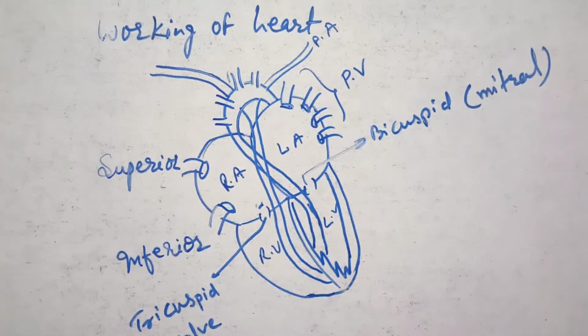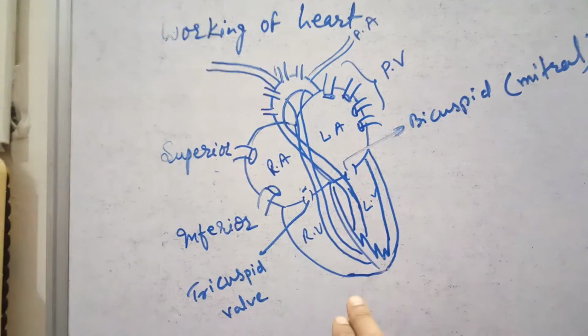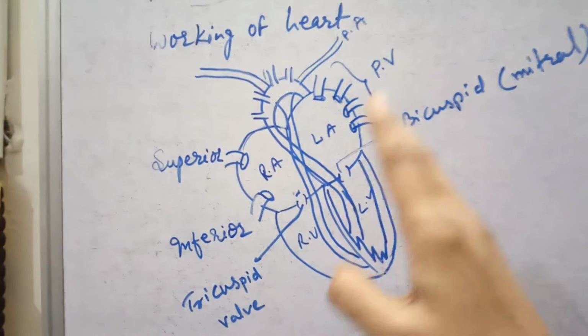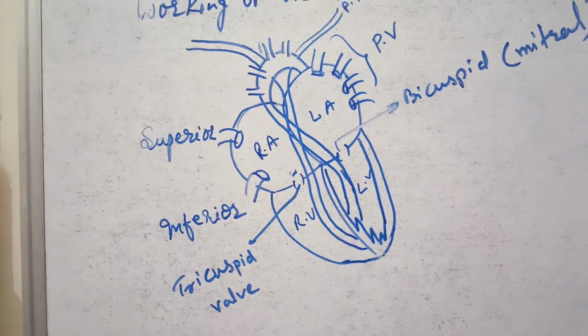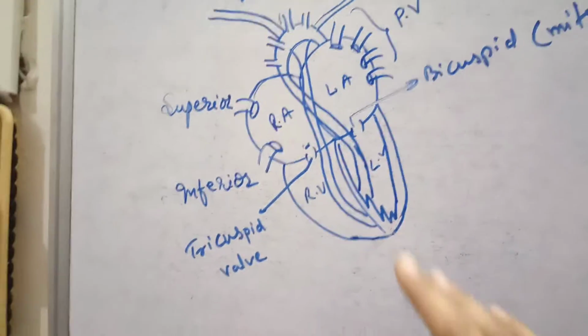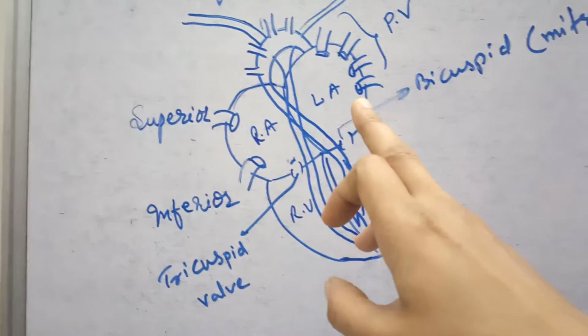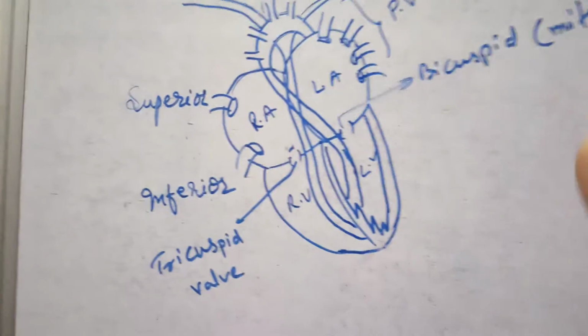Here we are going to discuss the working of the heart. You can see the four chambers of the heart. This one is the right part of the heart and this is called the left part of the heart. The right part of the heart is called the impure part as it carries impure, deoxygenated blood, whereas the left part of the heart is called the pure part, it carries oxygenated blood.